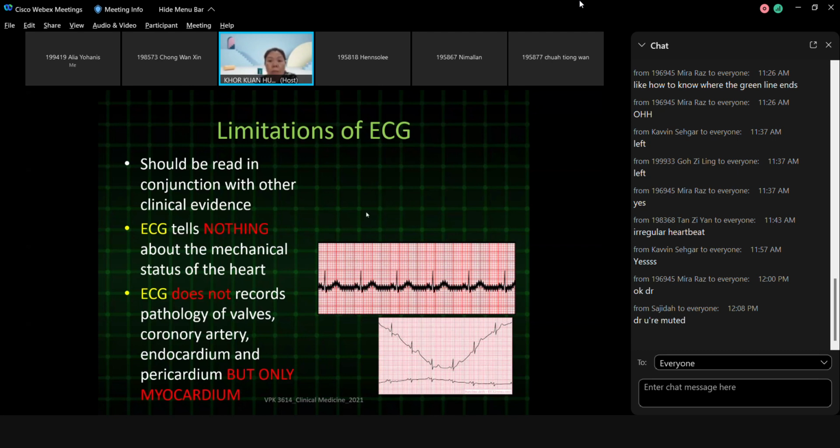Sometimes when you do an ECG, you always have to remember, as I said just now, that ECG is much better interpreted in a narrow-chested dog. But in a fatty dog or fatty cat, or a broad-chested dog, the ECG interpretation can sometimes appear normal. So you have to look out for clinical evidence and artifacts as well.